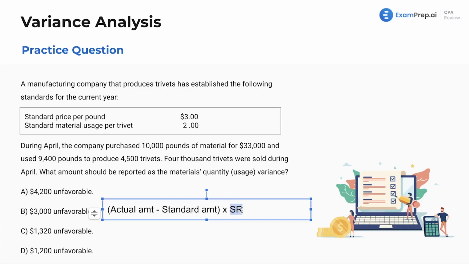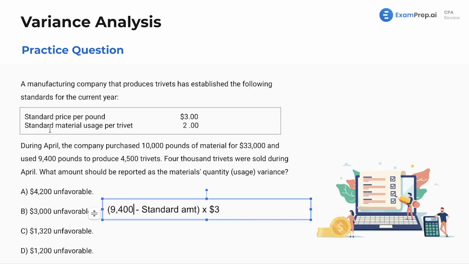Standard rate seems to be $3, as mentioned above here. And then how many pounds? Okay, we purchased 10,000 pounds and used. Okay, we see purchase and used. Could be a little trick here, and I would definitely be mindful of that because it is a trick. We want used, right? What is quantity usage variance? In this case, we actually used 9,400. So we can populate that. But purchase, this is not relevant. We don't want this 10,000.